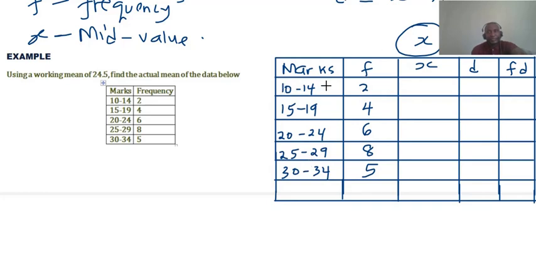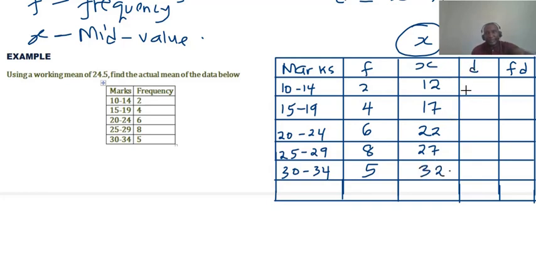So 10 plus 14 divided by 2. Here we get 12. We do the same for this. Here we shall get 17. 20 plus 24, we get 44 divided by 2, we get 22. When we add here, we get 27. Add and divide, the average of that and 34, we get 32.